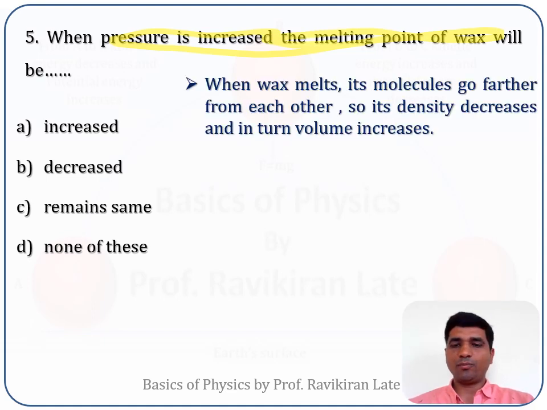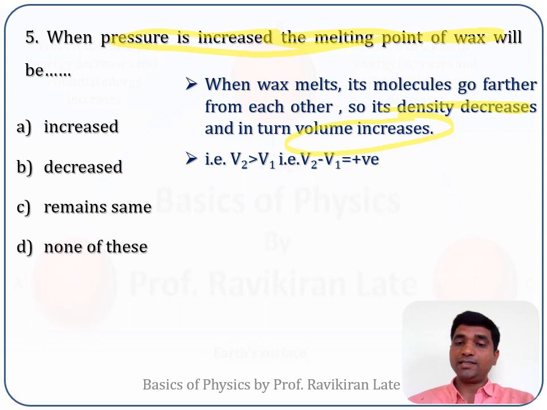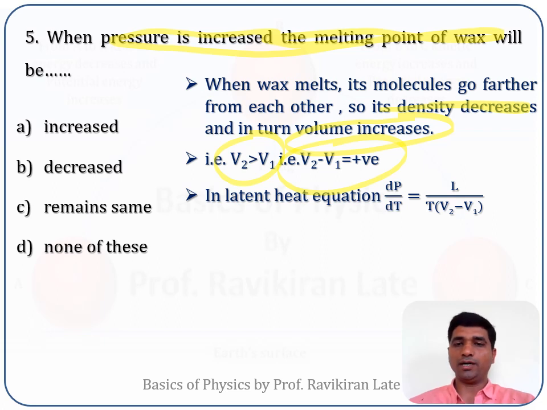As we know that when wax melts, its molecules go further apart, so its density decreases. It means its volume increases. That is, the volume of the liquid phase will be greater than the volume of the solid phase, that is V2 is greater than V1. So in this case V2 minus V1 will be a positive quantity.